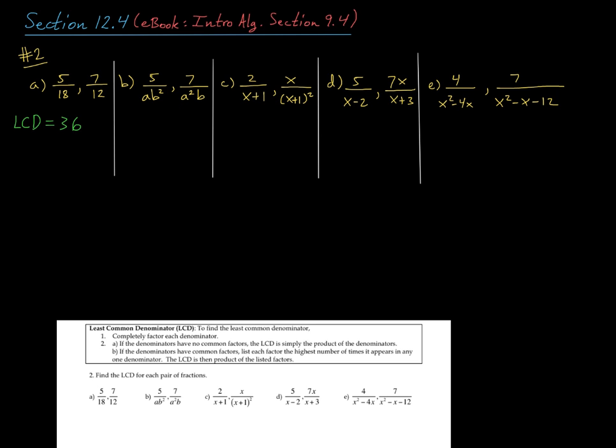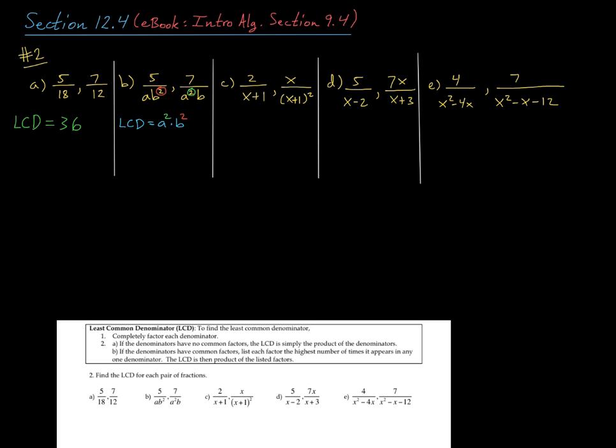Okay, so on that note, let's go ahead and look at b. We have ab squared and a squared b for our denominators. So as we were saying in the last video, just first lay out your factors, ignoring exponents for the moment. So I have an a and a b. And now for the a, that shows up as an a squared there. So I'm going to need an a squared for the LCD. And then for the b, that shows up as a square here in the first fraction, so I'm going to need a b squared for the LCD, and that's it.